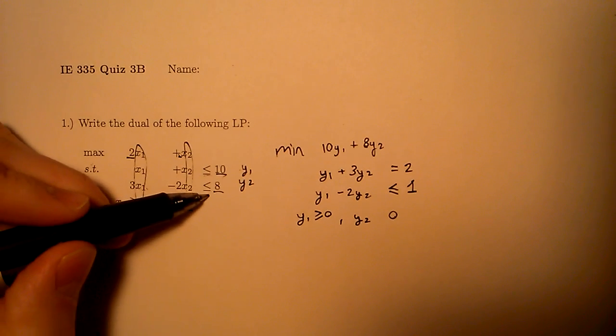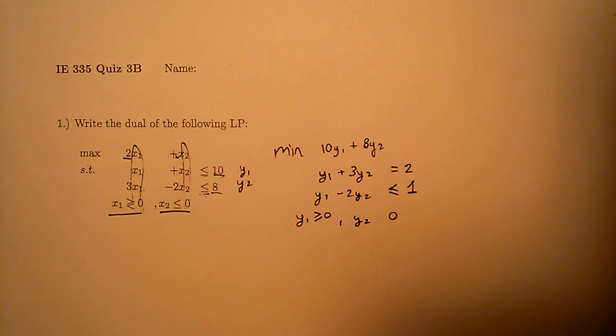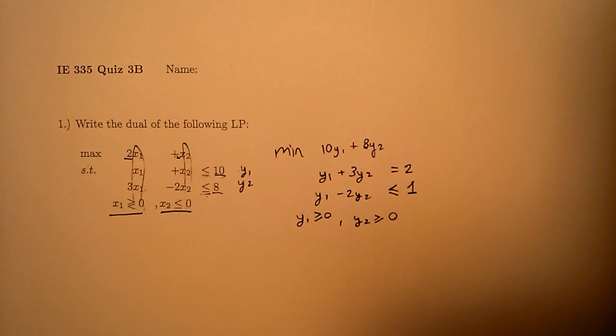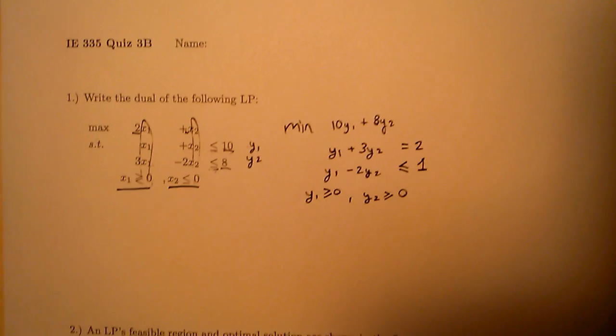And you see y2 is also associated with a less than or equal to constraint. That's a normal constraint, so y2 is going to be a normal decision variable, which is always a greater than or equal to 0 decision variable, whether you're talking about a min or max problem. So that's how we wrote the dual.